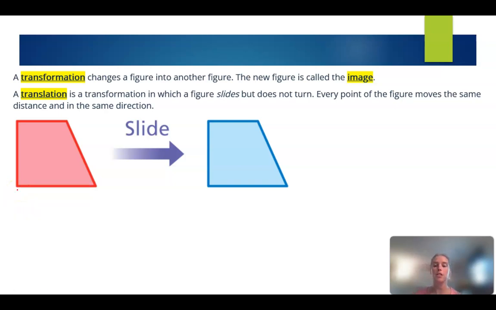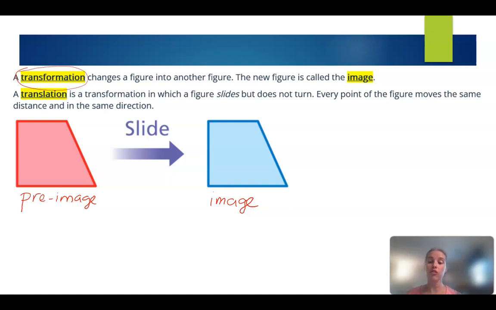Okay, so a couple key terms to get us started here. A transformation changes a figure into another figure. That figure is called the image. The original figure is called the pre-image. So if we're looking at the figures down here, the one in red is the pre-image, and the one in blue then is the image.